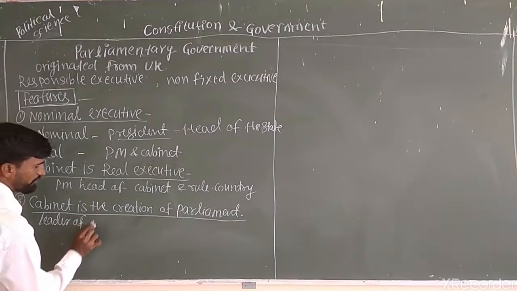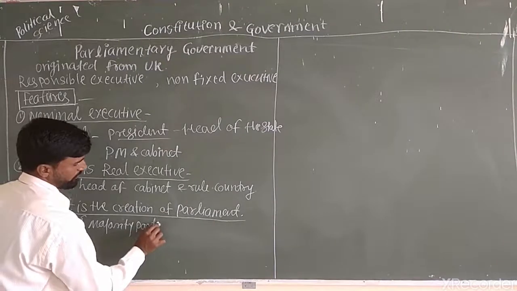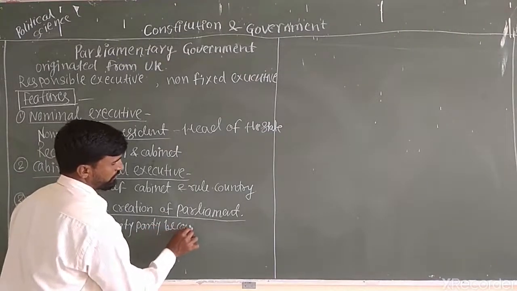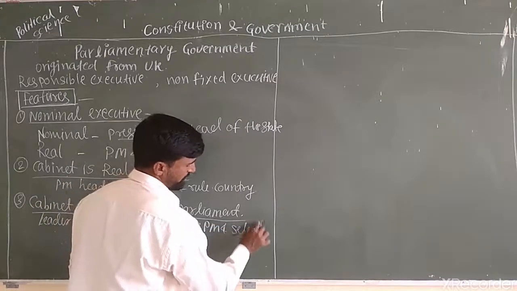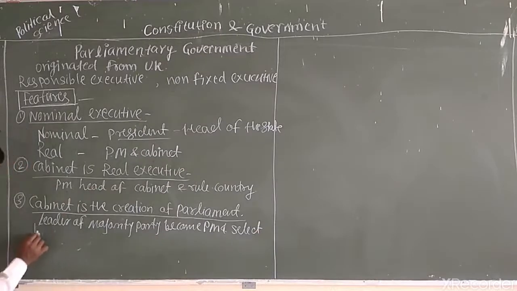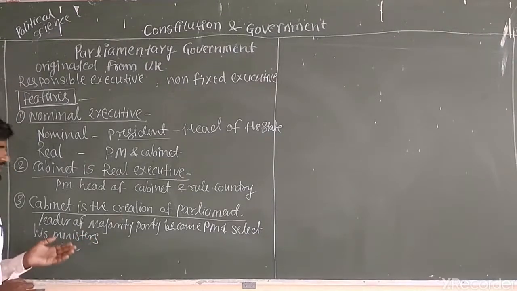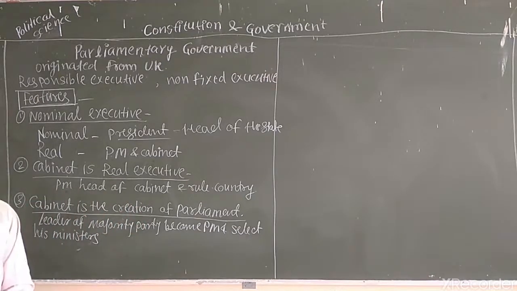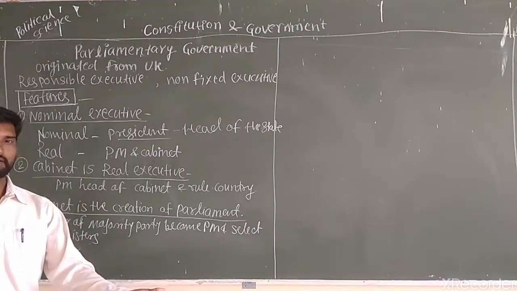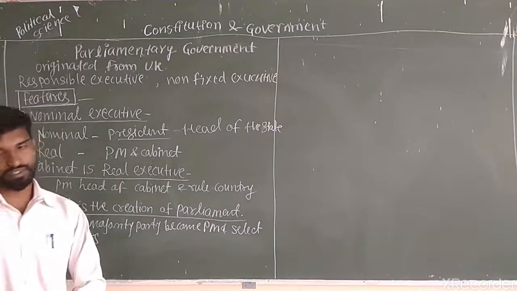Leader of the majority party becomes PM and selects his ministers. So it will ultimately be a selection or creation of the parliament. So cabinet is the creation of parliament. PM will be selecting his other cabinet ministers, so parliament is going to be created.